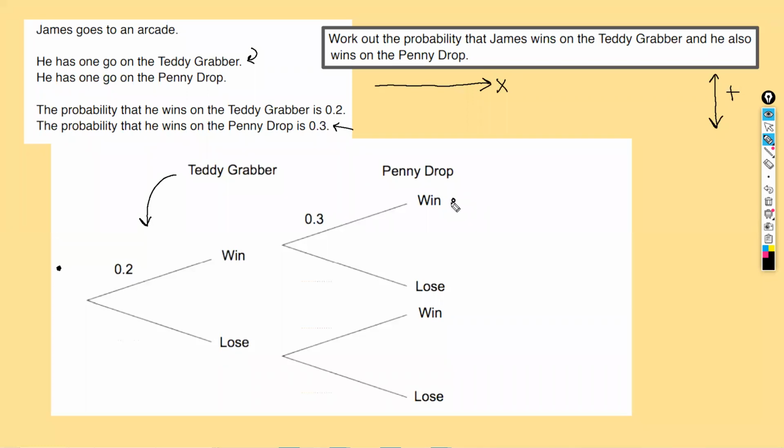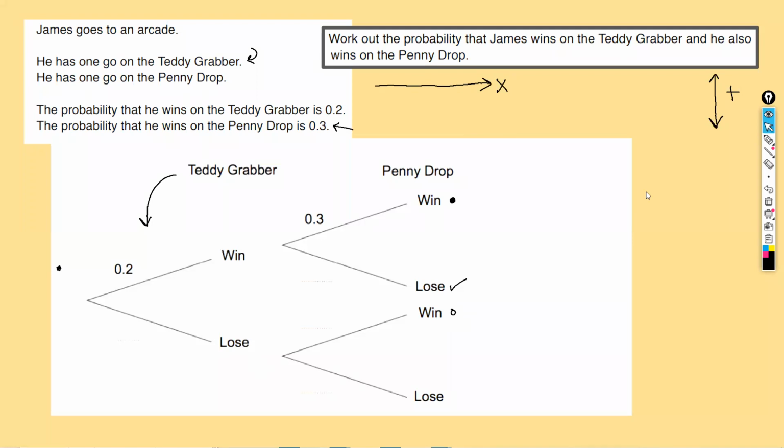If you end up over here, what does that mean? The only way you can end up here is if you win the teddy grabber and then you win the penny drop. If you ended up over here by the tick, now here's your starting point, the only way to reach here would be to win the teddy grabber and then lose the penny drop. Does everyone have a basic idea of how this is showing you all the basic outcomes of both games? If you want to end up over here, you can either lose the teddy grabber and then win the penny drop.